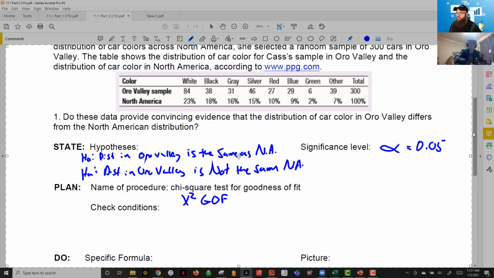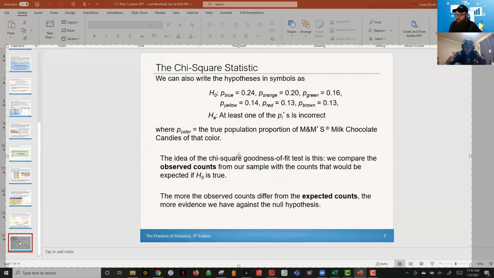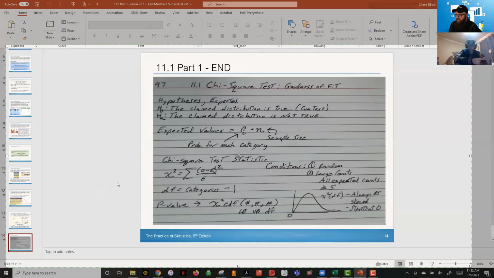Now going on, I believe they're all on this setup, yep. So we'll get our conditions. First, we want to check if it's random. Then we're going to check for large counts, in other words, all expected counts are greater than or equal to 5. That's another difference with the conditions here. So those are the two conditions we've got to look at.